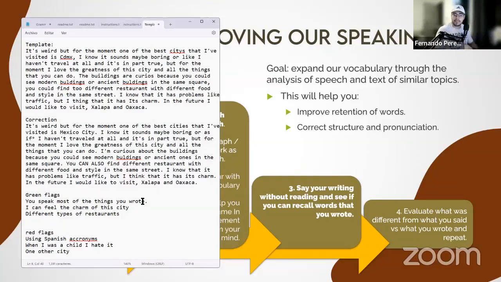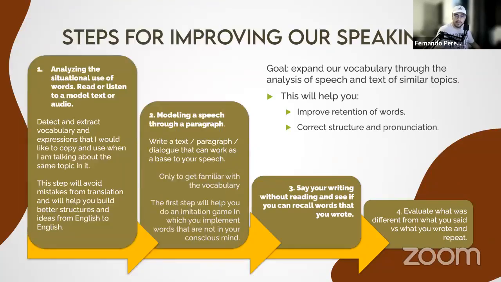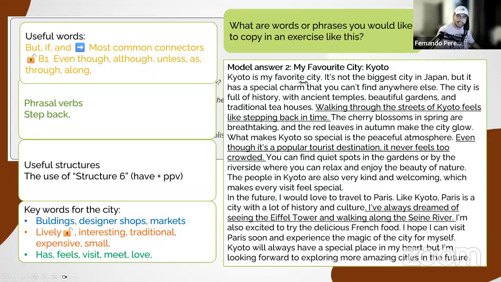And there were some positive sides such as "I can feel the charm of this city," which is vocabulary we learned and we analyzed in the model answer. Remember?